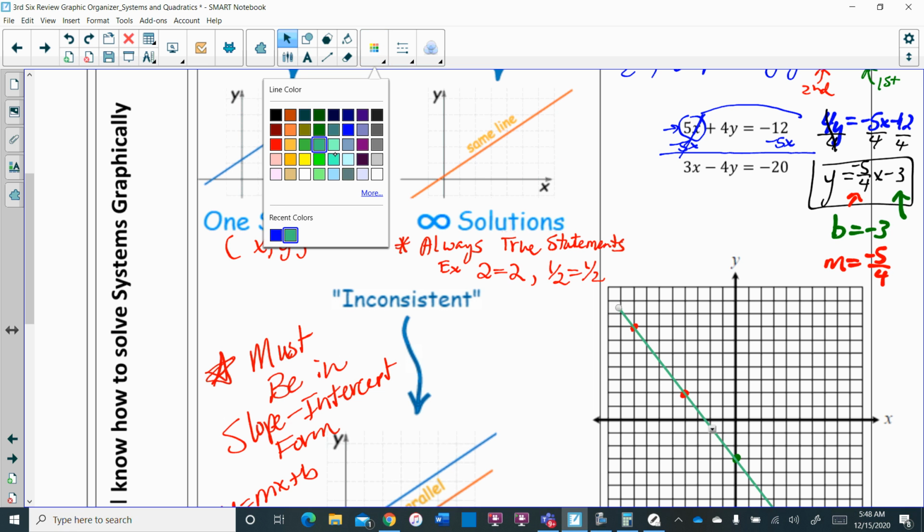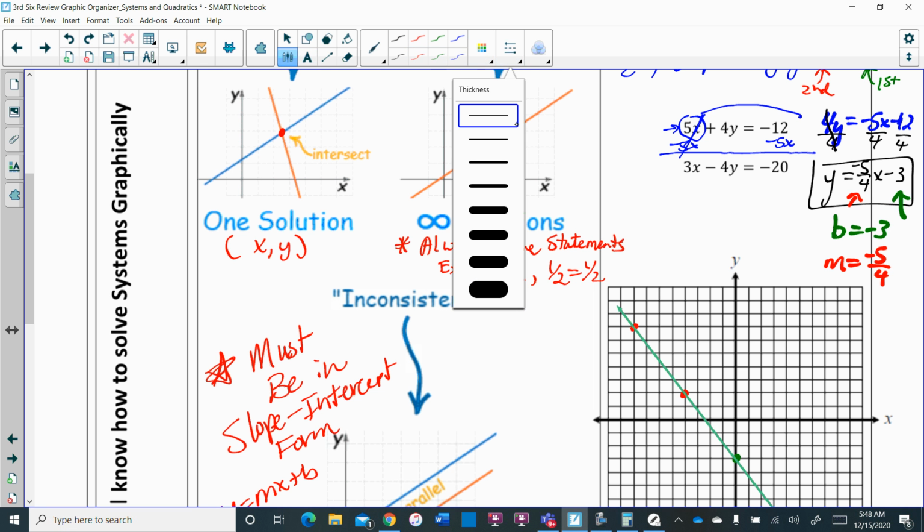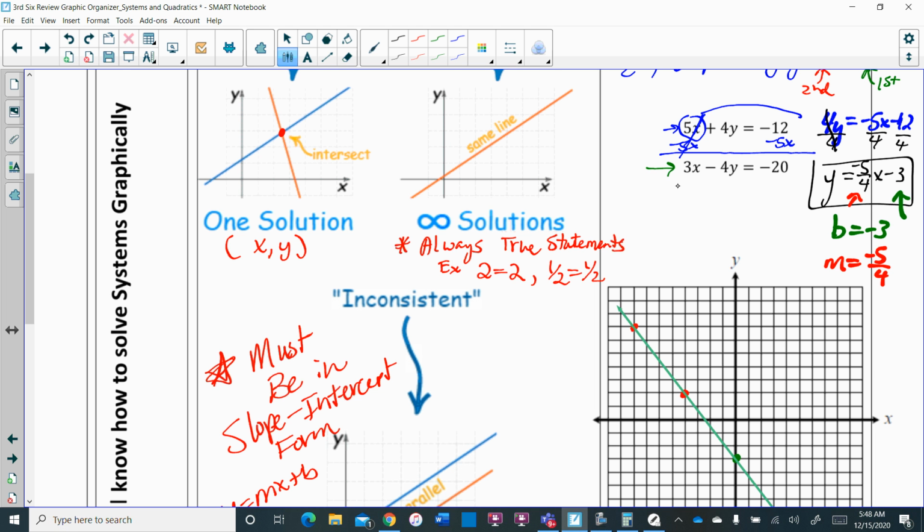Okay, so we have to do the same thing for the second line. We'll make my second line green. So this one's going to be green. So I'm going to do the first thing, solve for y. To do that, you have to add or subtract the x. Here we're going to subtract x. The x is canceled out. We rewrite it. This is going to leave me with negative 4y equals negative 3x minus 20.